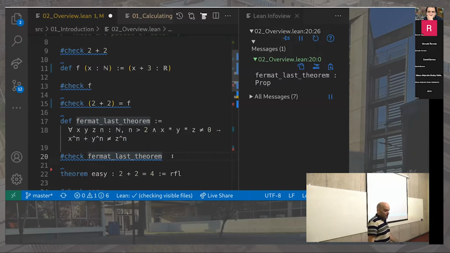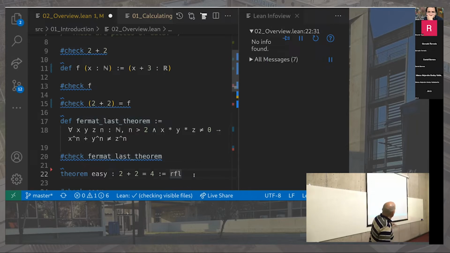So now we didn't prove that 2 plus 2 is equal to 4. We just stated that 2 plus 2 is equal to 4. Let's prove it. So now we say theorem. We give a name to the theorem. We call it easy, and we write colon 2 plus 2 is equal to 4.